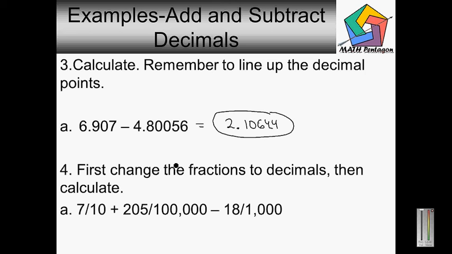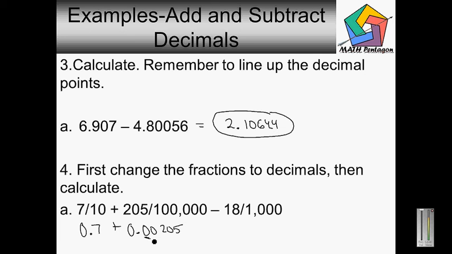Okay, now directions right here are telling us first change the fractions to decimals, then calculate. So we gotta convert these fractions to decimals. So 7 over 10, that's basically saying 0.7. Since it's 7 over 10, that's like saying 7/10. So we have 0.7 plus 205 over 100,000. So in order to write that, we have 0.00, then we put 205.